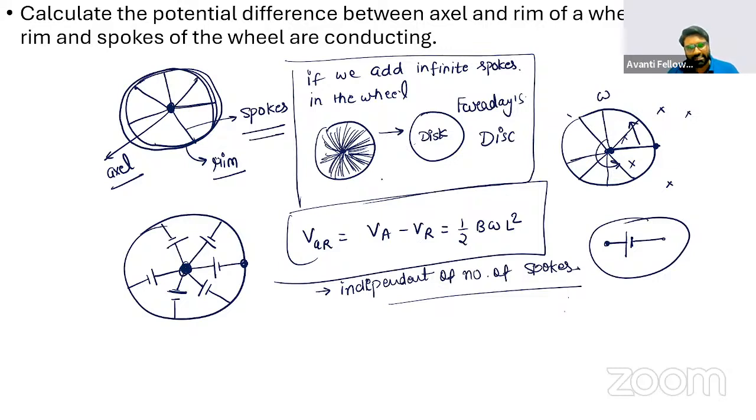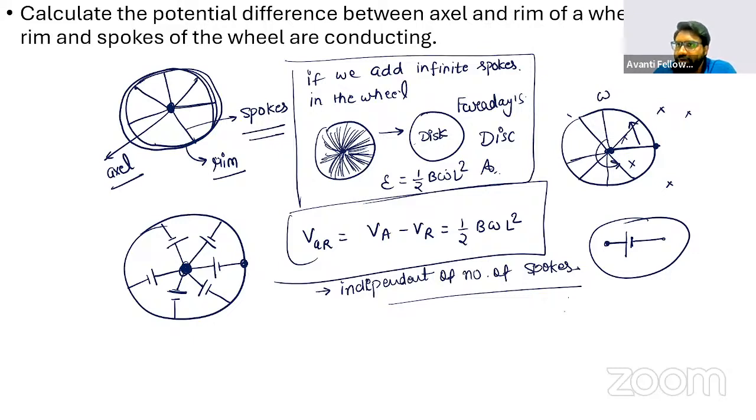And what will its potential difference be? What will the EMF be in this? The motional EMF will be 1/2 B omega L square. Clear? So if such a question comes that there are two wheels, in one wheel the number of spokes is 100, and in the other wheel the number of spokes is 1000, which wheel has more potential difference between axle and rim?